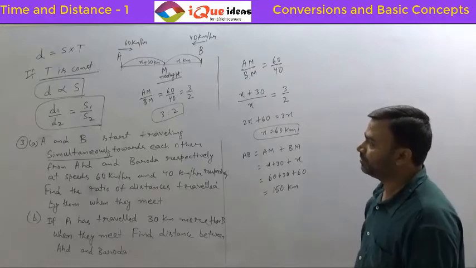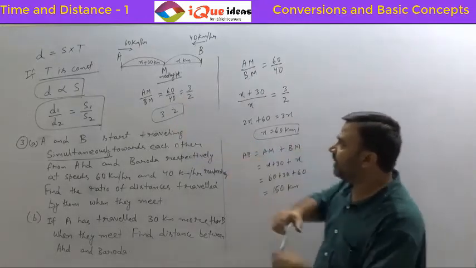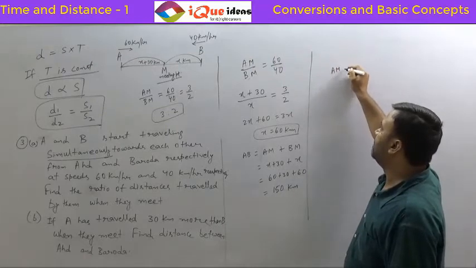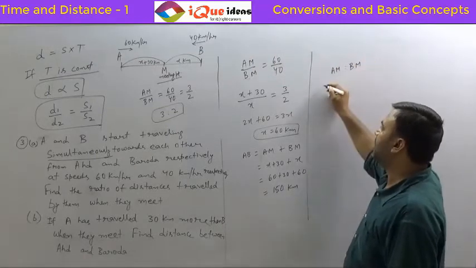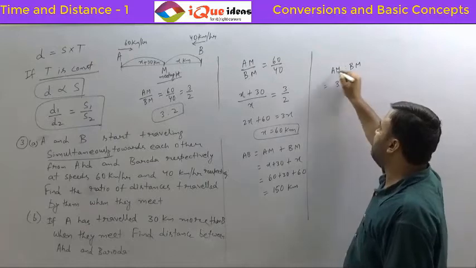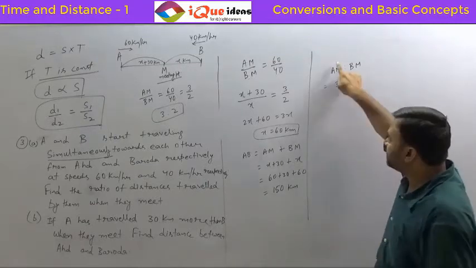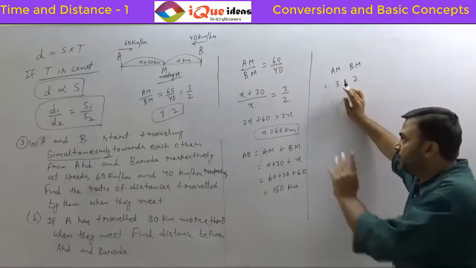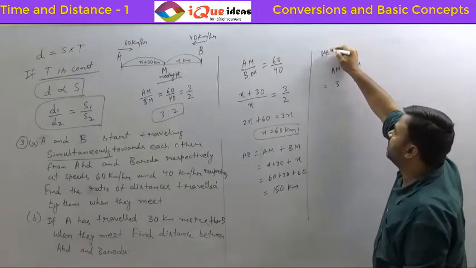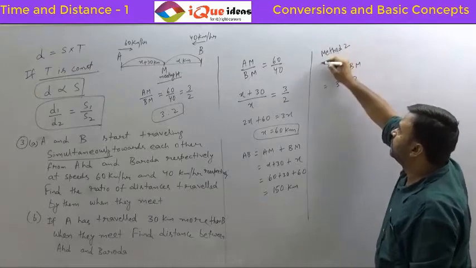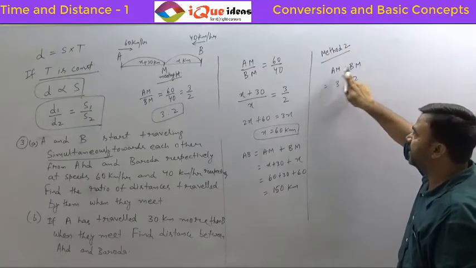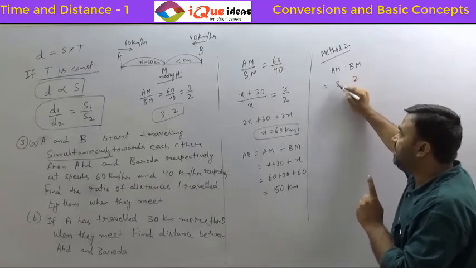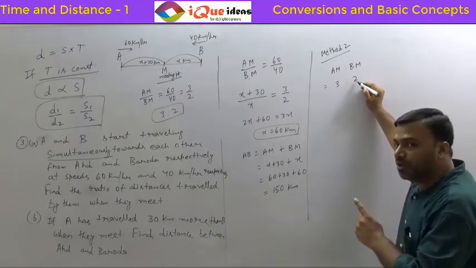Or there is another thing. If you understand this ratio thing very comfortably, then there is another way to look at it. We know that AM is to BM is 3 is to 2, and these are the distances traveled. So the ratio of distances traveled is 3 is to 2. Now here, what does it mean? I'm talking about a different method, Method 2. First you find the ratio of speeds, that will be the ratio of distances, that is 3 is to 2. In this, suppose AM has traveled 3 kilometers, BM should have traveled 2 kilometers.